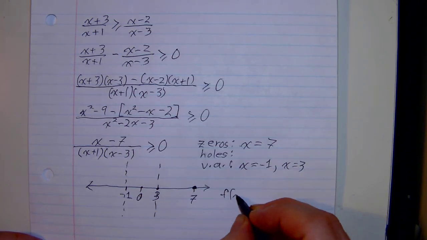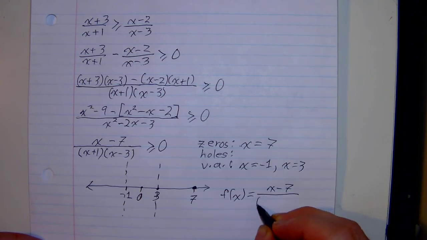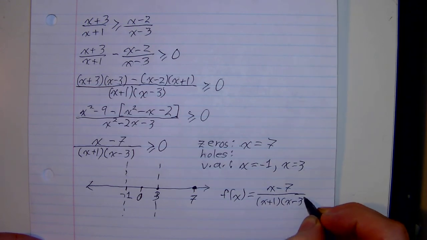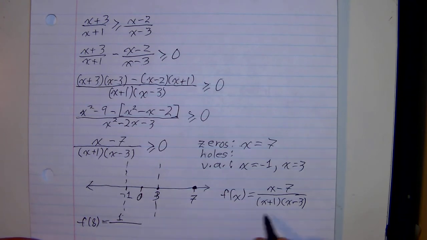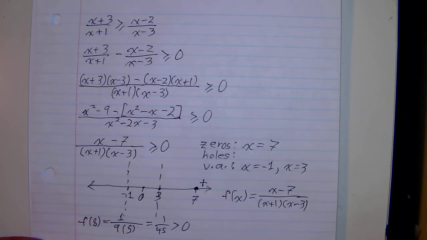So I'm going to say f of x, let's set that to be our function, (x - 7)/((x + 1)(x - 3)). And if I do f of 8, what do I get? Well, I get 8 minus 7, so that's 1. 8 plus 1, so that's 9. 8 minus 3, so that's 5. So that is 1 over 45, which is greater than 0. So out here, the function is positive. It is above 0.